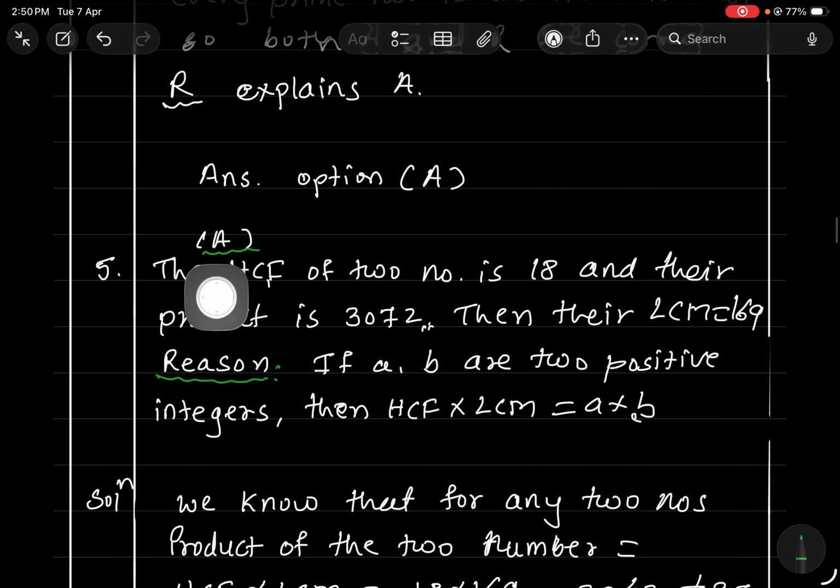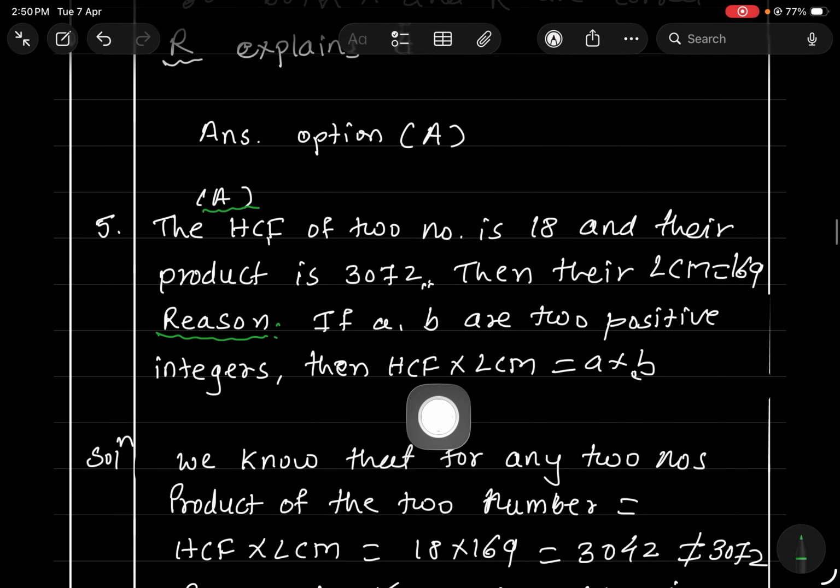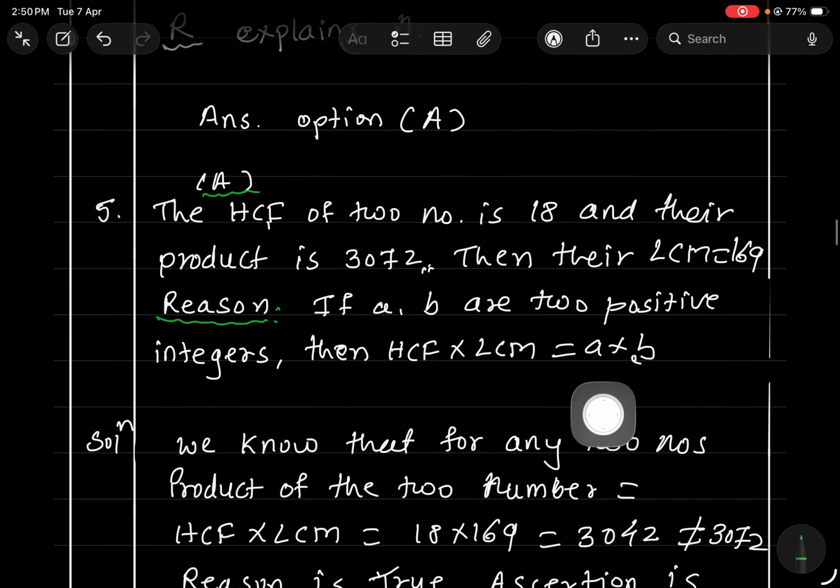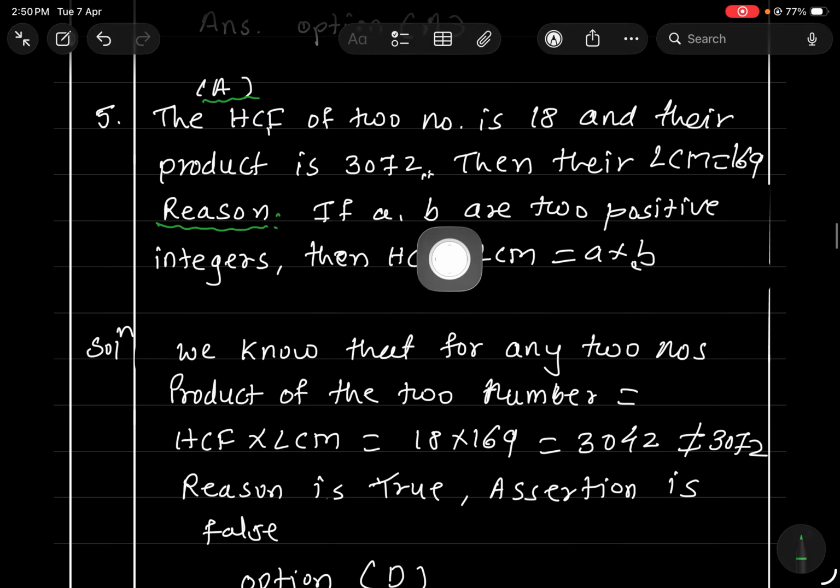Then fifth. This is the assertion: the HCF of two numbers is 18 and their product is 3072, then their LCM is 169. Reason: A and B are two positive integers, then HCF into LCM is equal to A into B. So we have to solve this.